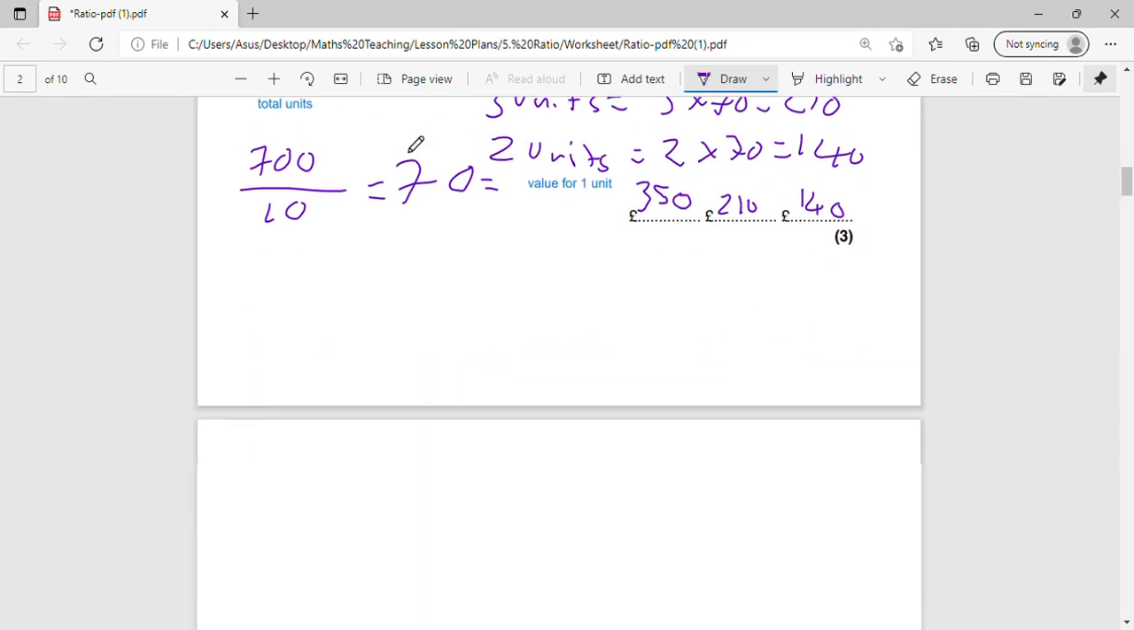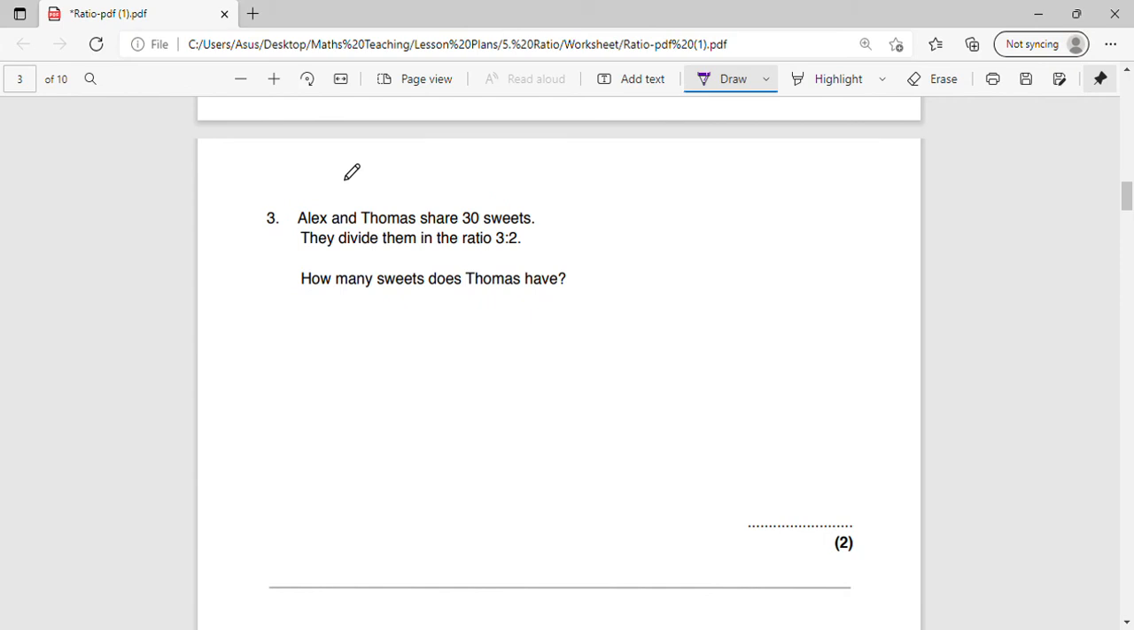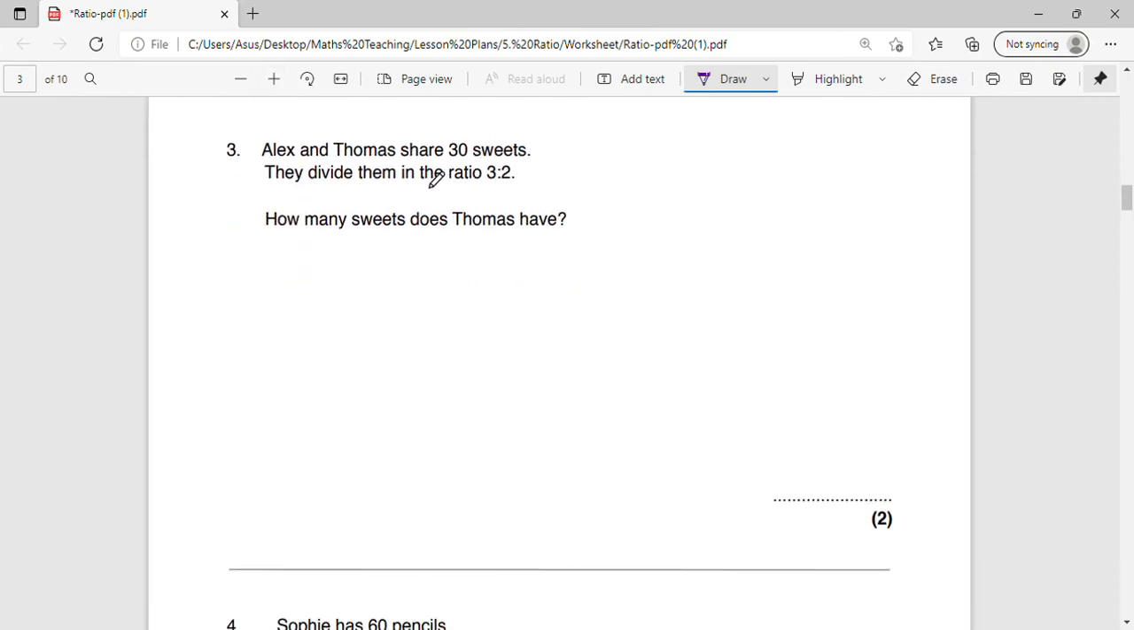Alright, let's have a go. Let's do one more question. Alright, this one's a little bit simpler. Maybe if the first one went over your head, you'll get this. So, Alex and Thomas share 30 sweets. They divide them into the ratio 3 to 2.